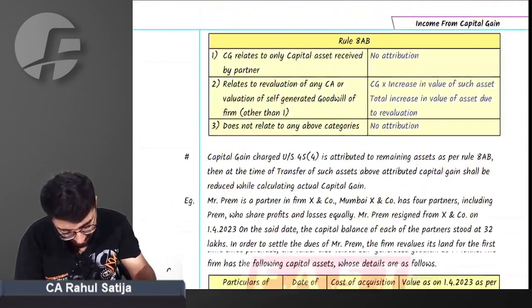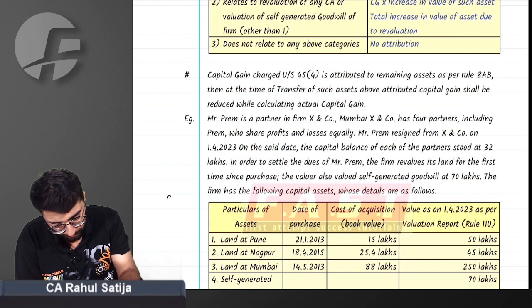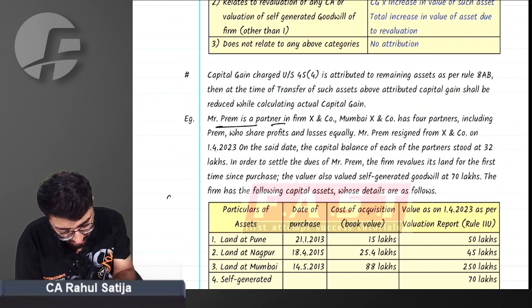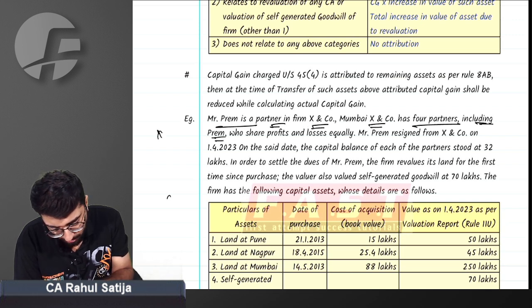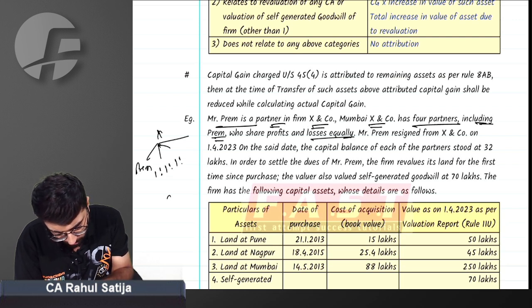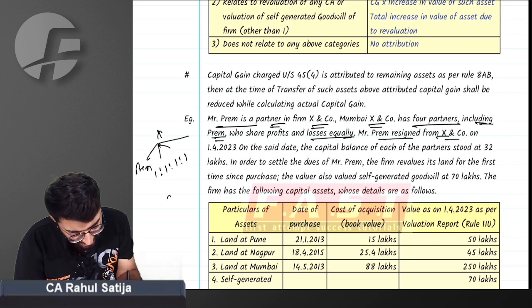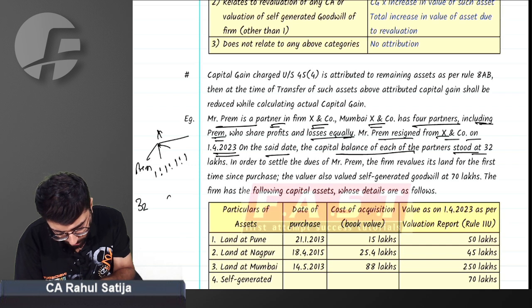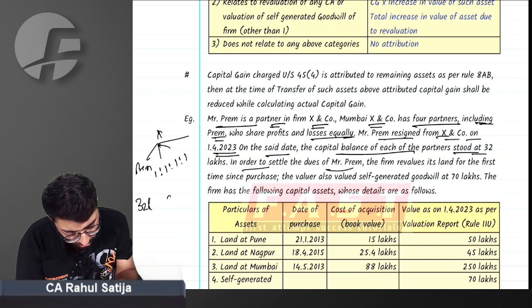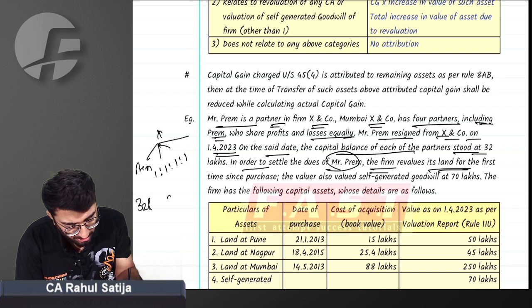Mr. Prem is a partner in XN Company, Mumbai, which has 4 partners including Mr. Prem. Profit sharing is equal. Prem resigned from XN Company on 1st April 2023. On the said day, the capital balance of each partner was 32 lakh rupees. In order to settle the dues of Prem, the firm revalues its land for the first time since purchase, and the valuer also values the self-generated goodwill at 70 lakh rupees.